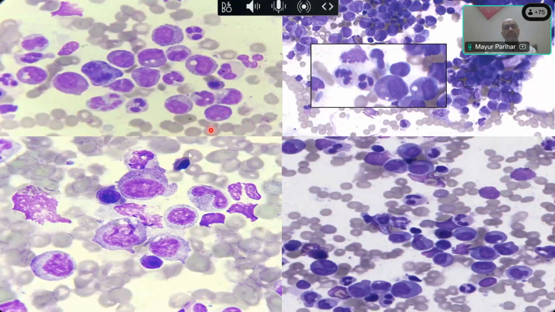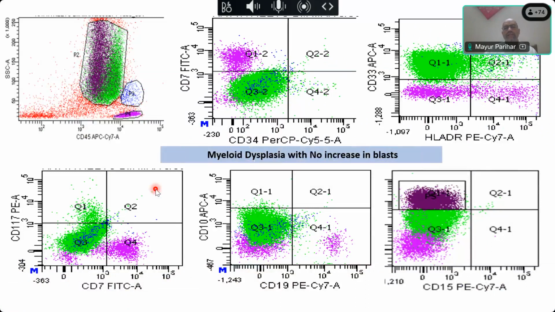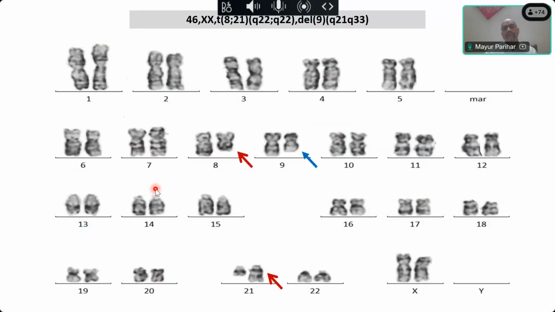And then we saw these cells where the granulation looked abnormal. So we knew something was going on. Blasts were less than 5%. A flow cytometry was done, which again didn't show any increase in the blasts, and there were myeloid dysplasia features on flow cytometry, but no increase in blasts. And when we did a karyotyping, we got a translocation 8;21 with deletion 9q. So as I said again, the presence of 8;21 is characteristic and diagnostic of acute myeloid leukemia.